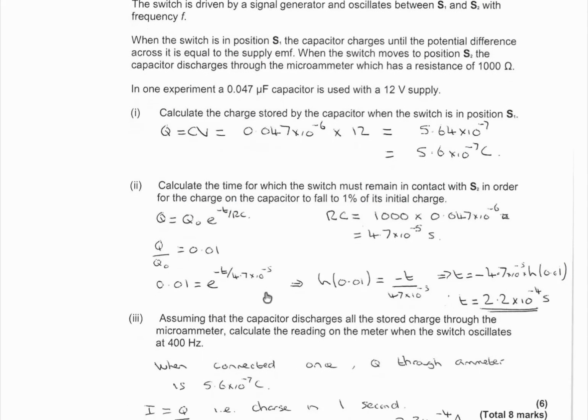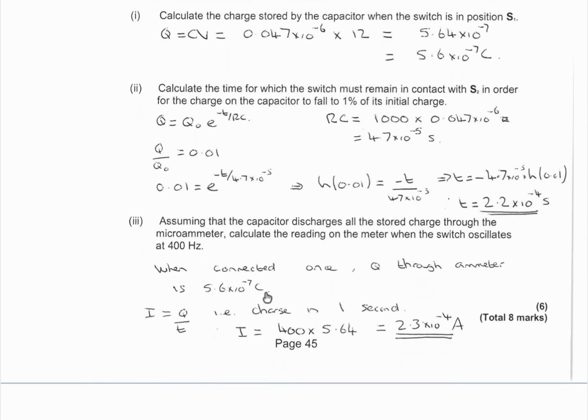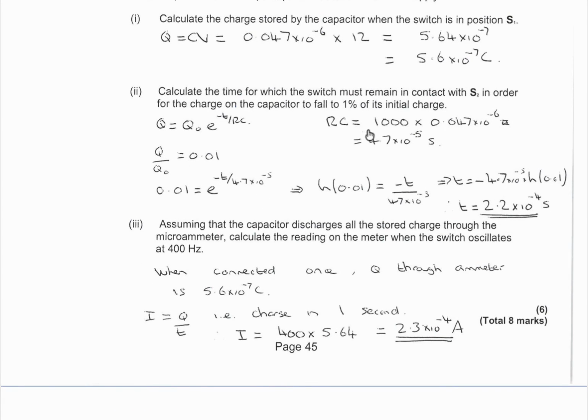For part 2, we're asked to calculate the time for which the switch must remain in contact with S2 so that the capacitor falls to 1% of its initial charge. So it's going to fall from 100% down to 1%. Now there's only one way we can do this, and that's by using this equation over here. So if you remember this equation, this is the charge at some time t. This is the starting charge.